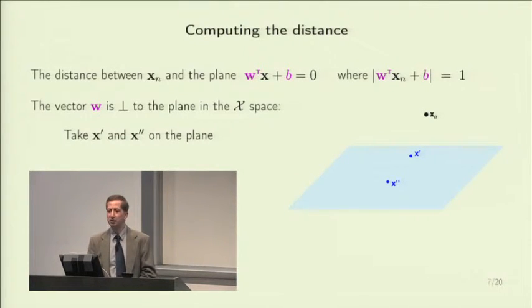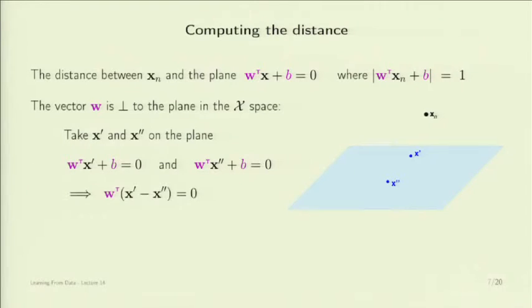Well, they are on the plane, so they had better satisfy the equation of the plane, right? So I can conclude that when I plug in x dash in that equation, I will get 0, and when I plug in x double dash, I will get 0. Conclusion: if I take the difference between these 2 equations, I will get w transpose (x dash minus x double dash) equals 0. And now you can see the good old b dropped out. This is the reason why it has a different treatment here. The other guys actually matter, but the b plays a different role.